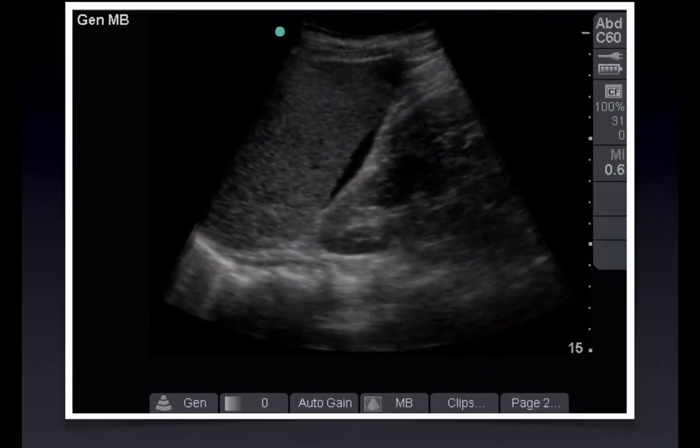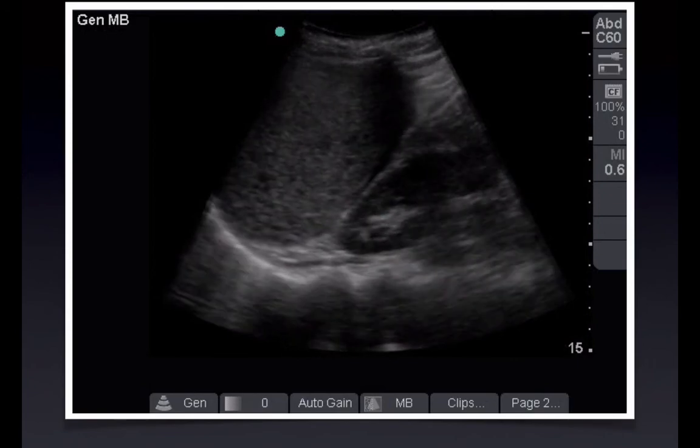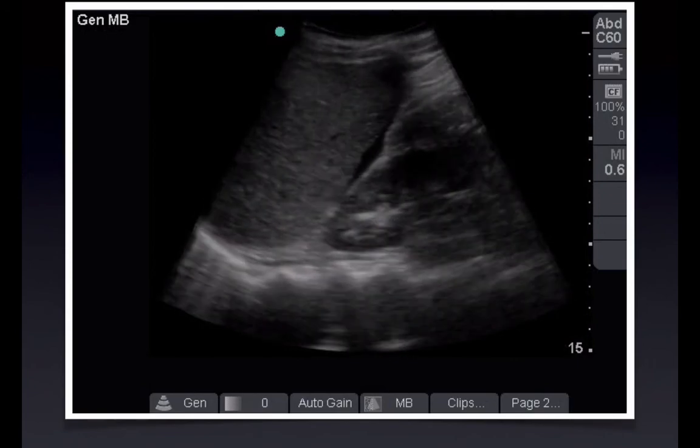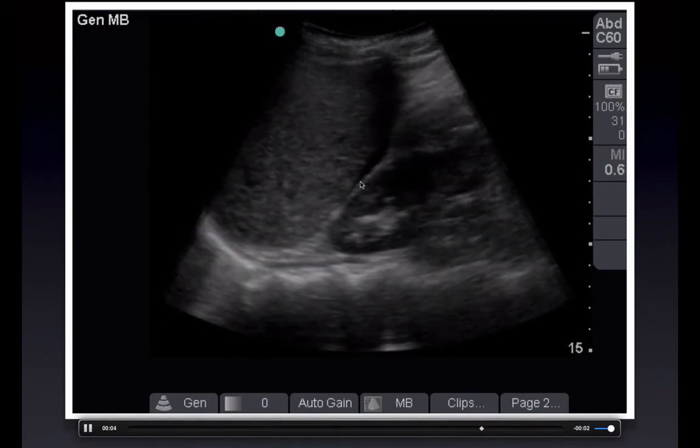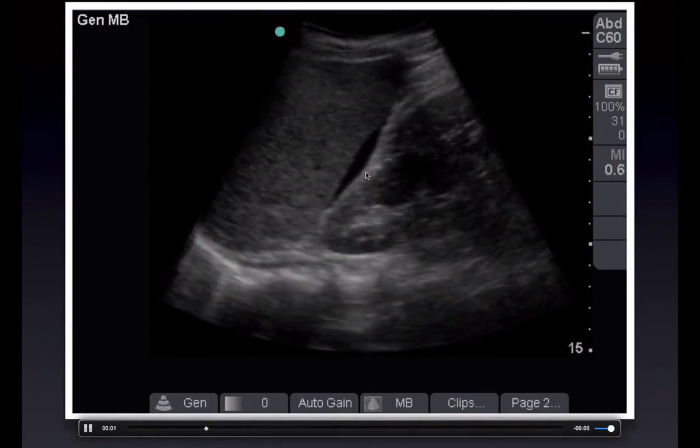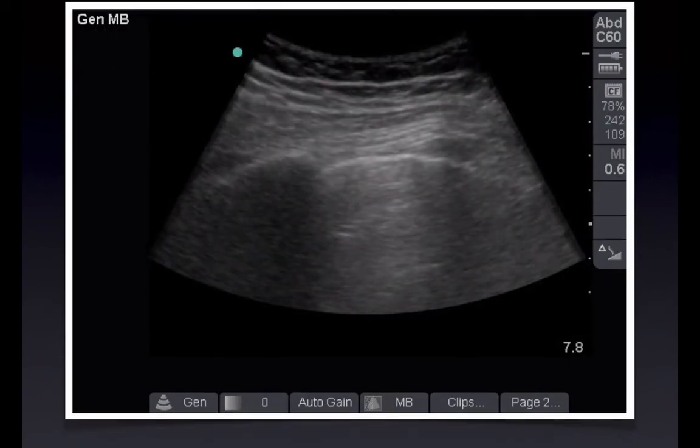It's another one, right upper quadrant. You have the hepatorenal space. You have the kidney on your right side of the screen, liver on the left side of the screen. So you have a dark anechoic area here. There you go. That's a positive FAST exam.